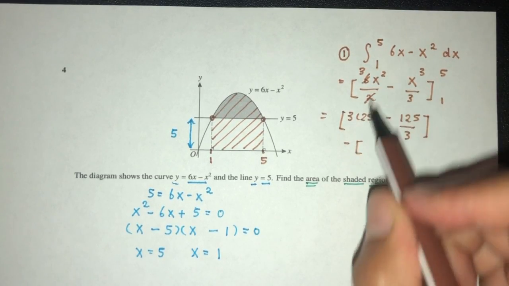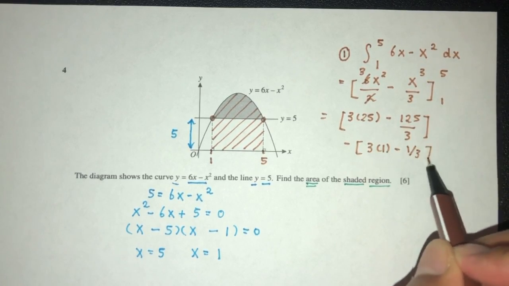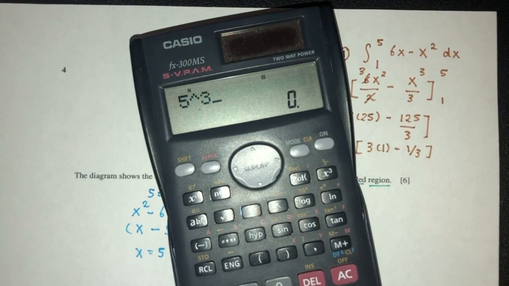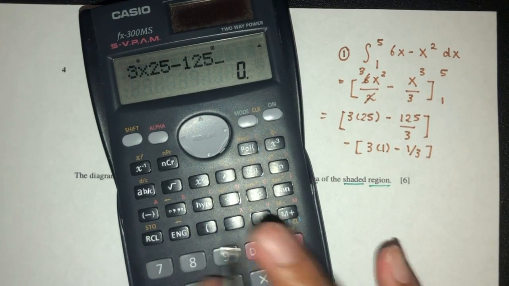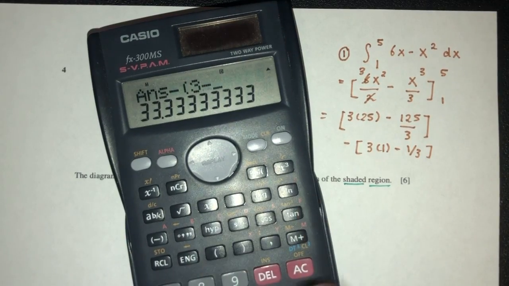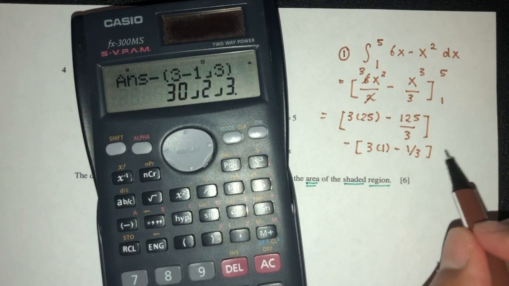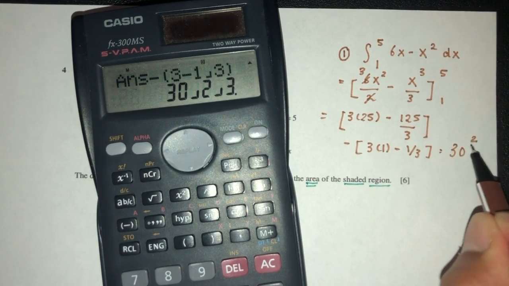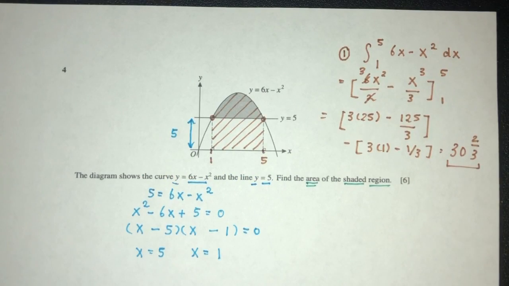Minus, here we have 1, that should be 3 times 1 minus 1 over 3. So let's check. 5 power 3 is 125 indeed. So 3 times 25 minus 125 divided by 3, that should be this value, then minus 3 minus 1 over 3, that should be this value. So that should be 32 over 3 for the area of the whole thing, of everything.